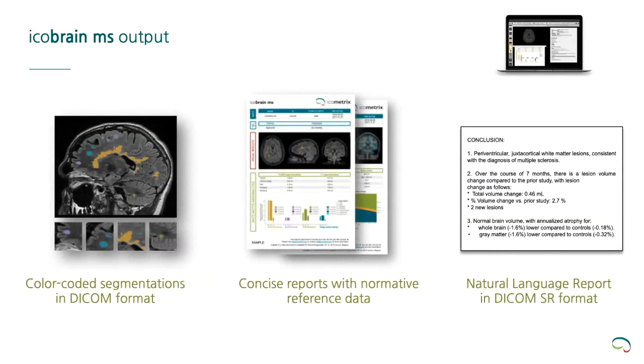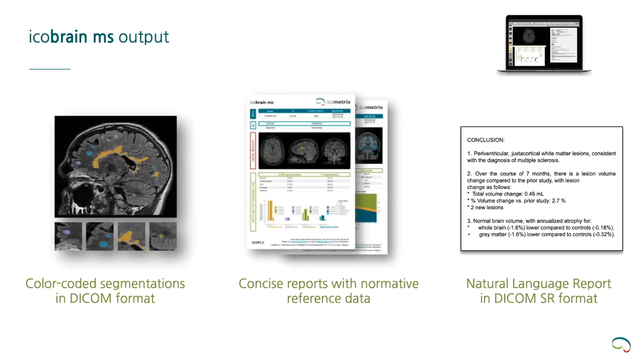So for that, we have developed a software called icobrain MS, and it gives an overview of the most important outputs of our software. In the middle, you see our quantitative reports, and they will also be the central part of the cases that we will discuss. It is a 2-page report with, on the first page, information on the lesions, and on the second page, the information on the brain atrophy.